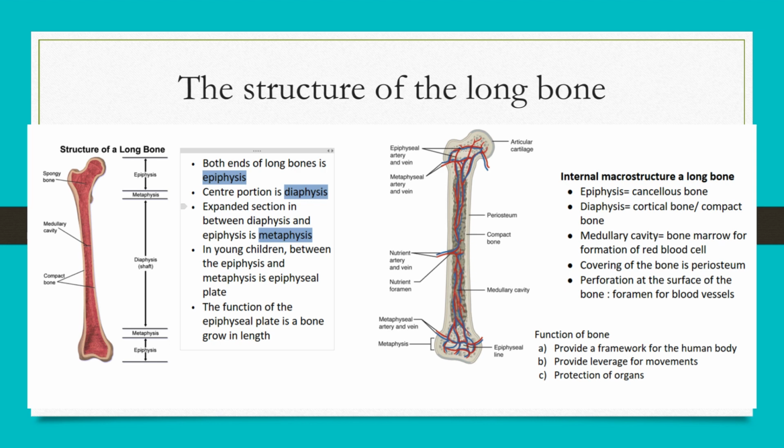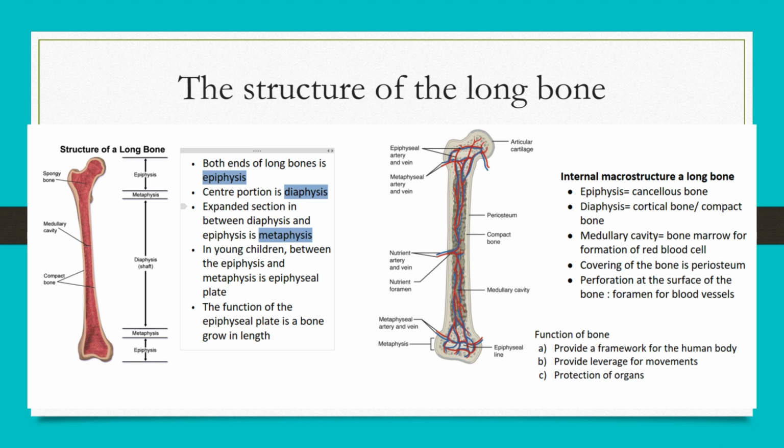Next, let's see the internal microstructure of a long bone. The epiphysis is cancellous bone. Cancellous bone, also known as spongy bone or trabecular bone, is a type of bone tissue that has a spongy, porous, honeycomb-like structure. The diaphysis is compact bone. What is compact bone? Compact bone, also known as cortical bone, forms the hard, dense outer layer of bones throughout the human body. Compact bone functions primarily to provide strength and protection to bones, and it is one of 2 types of bone tissue.